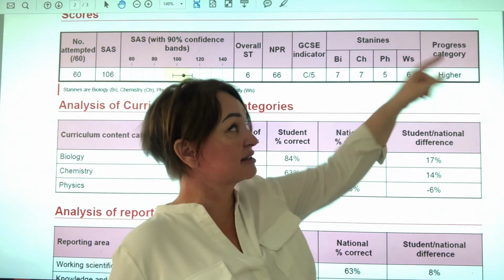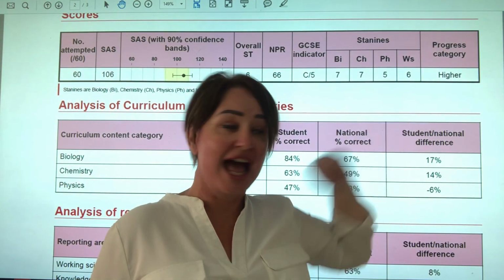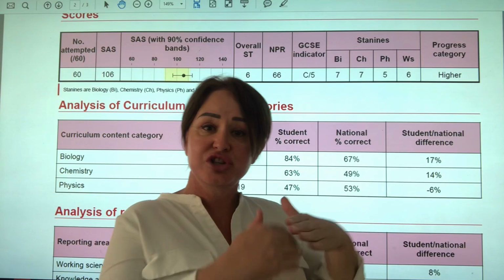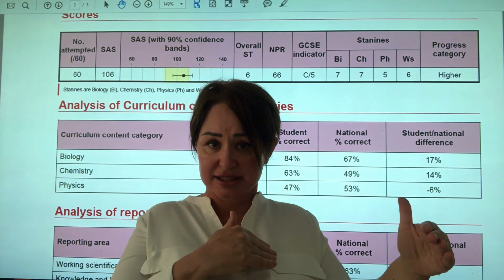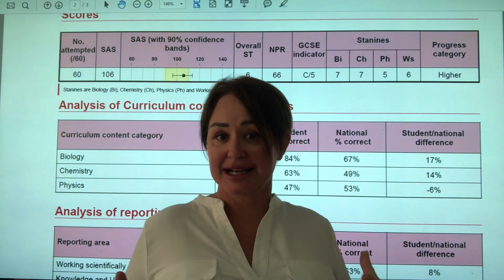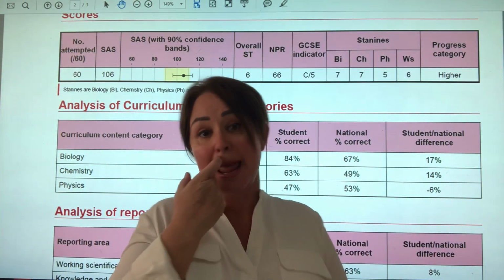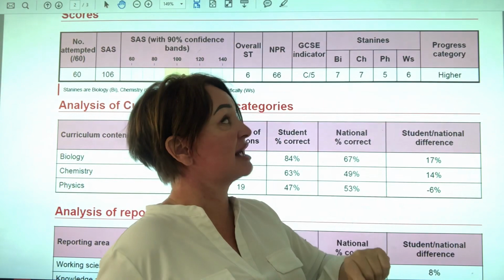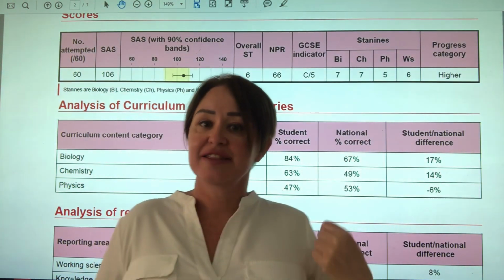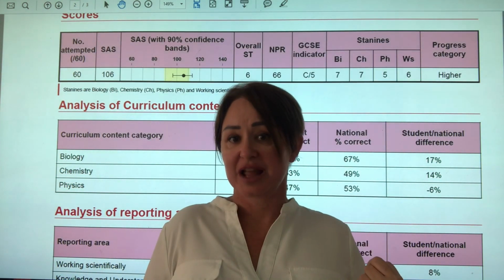Because this child had done a previous test, we're able to show the progress. It's more than just a baseline assessment. If your child is new to this test, this is a baseline assessment. However, we can see that this child has made much higher than expected progress, and that's great.